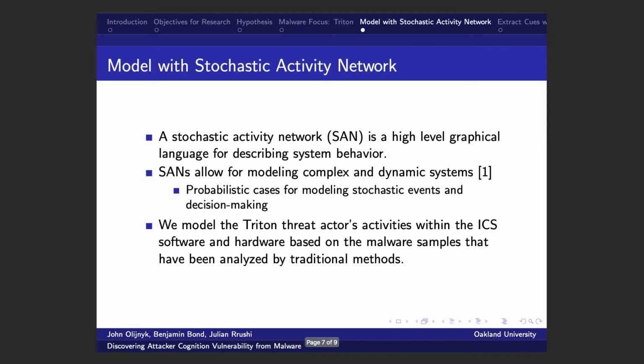of cognition. And we do this by creating a stochastic activity network that is a high-level graphical language for describing system behavior. And we use this to model both the threat actor behavior and the system, the ICS system's behavior itself. So the interaction between the two groups. And there are probabilistic cases for modeling the stochastic events, so we can have a probability of success or failure at certain junctions.